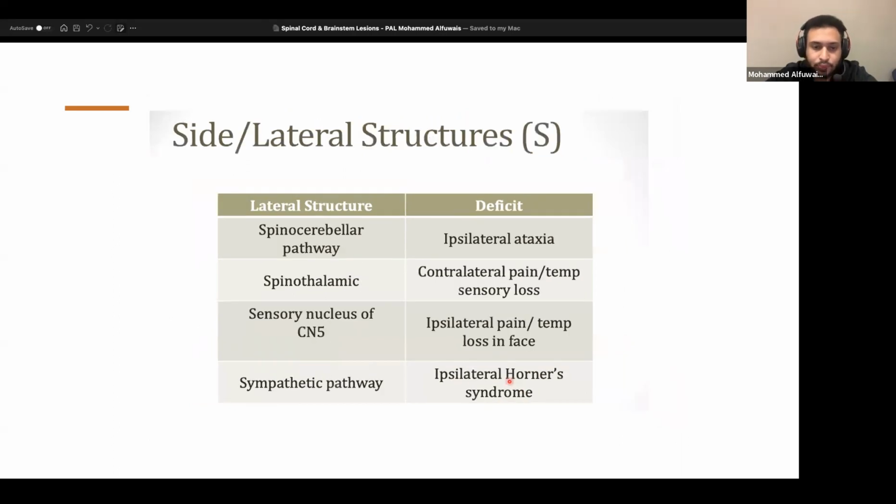Okay. From the side, you have spinocerebellar, ataxia, spinothalamic, contralateral loss of pain and temperature, sensory nucleus of cranial nerve 5, which is ipsilateral pain and temperature loss in the face, and the sympathetic, which will lead to ipsilateral Horner syndrome.